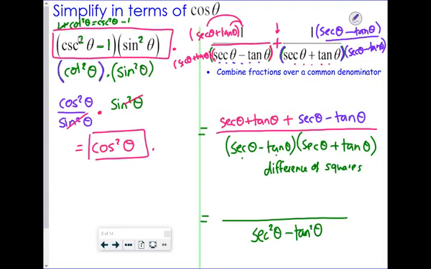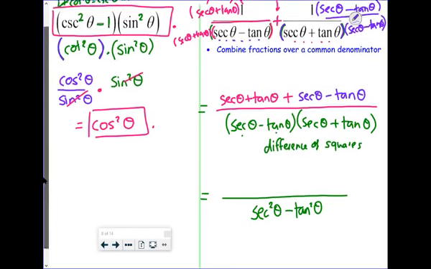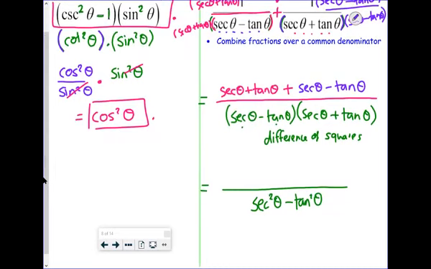Okay, let's just simplify what we've got now then. So the denominator we noticed was difference of squares, so we've simplified the denominator. That's just what I'm thinking in my head. Simplify the denominator. Let's look at the numerator. I've got secant of theta plus another secant of theta. So I've got 2 secants of theta. Then I've got plus tan theta minus tan theta. Oh, they're a 0 pair. They cancel each other out. Okay. Now what can I do?